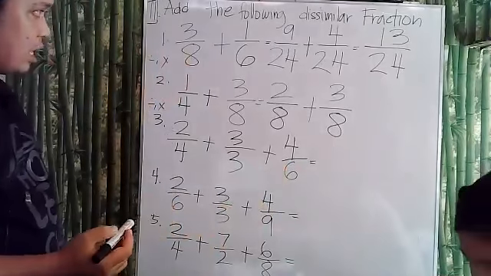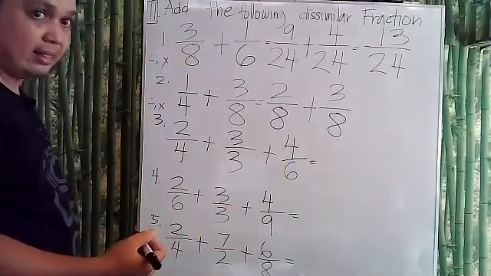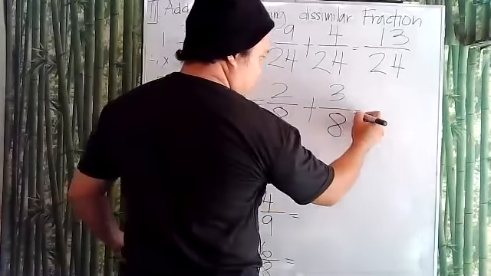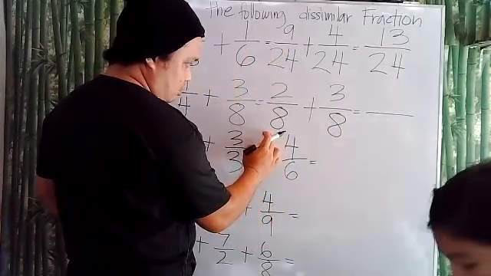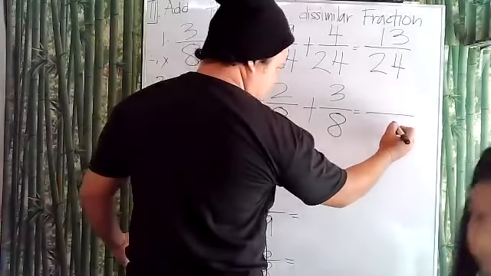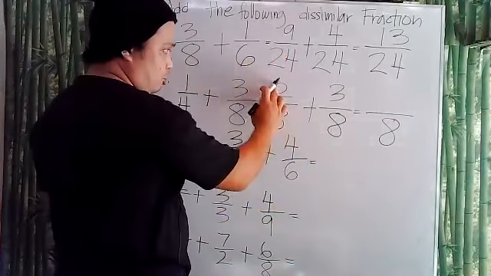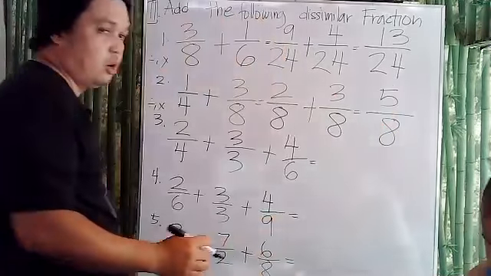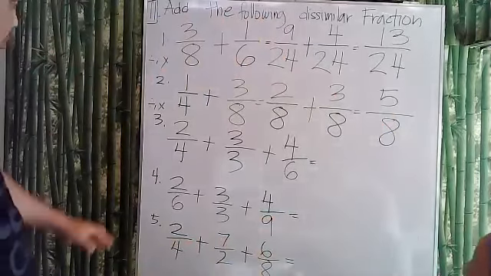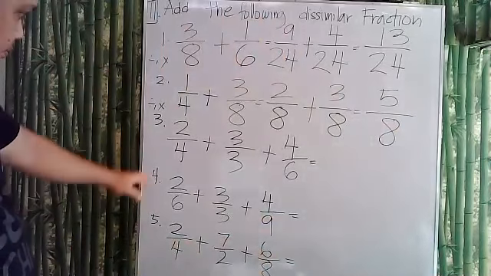We have now similar fractions, and we can already add them. To add similar fractions, just copy their common denominator, which is 8. So 8 here, we have 8 here. And add their numerators: 2 plus 3 is 5. Therefore, we have 5 over 8 for our answer in number 2. Now let's answer number 3.